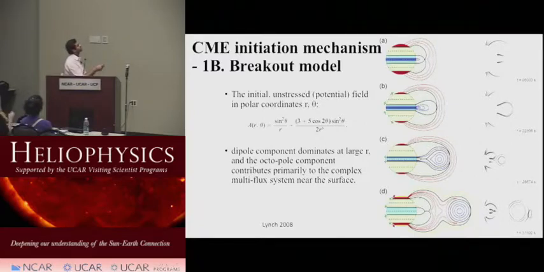And so what we're saying here is the initial unstressed potential field in polar coordinates is this, and you've got two main terms. It's the dipole component that dominates at much larger R, and it's the multipole component that contributes to the more complex regions, which creates the complexities happening closer to the surface.